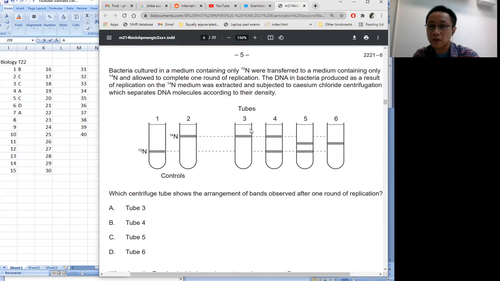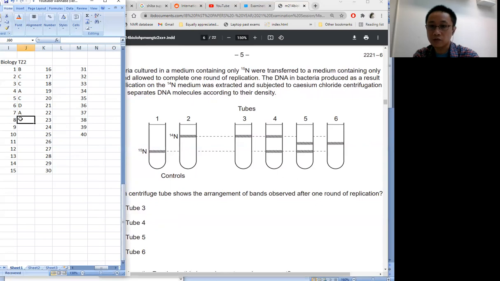I hesitated for a moment because I thought 3, 4, 5, and 6 represented different generations, but it turns out those are just the choices the student has to choose from. But let's see what they're asking. Which centrifuge tube shows the arrangement of bands observed after 1 round of replication? It should be 6, because all the helices will contain 1 heavy strand and 1 light strand.